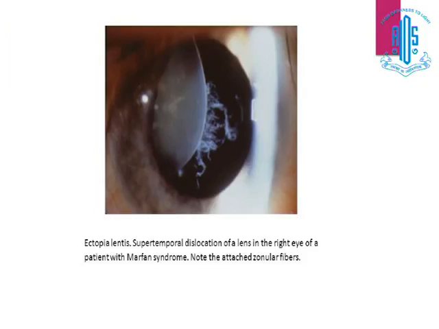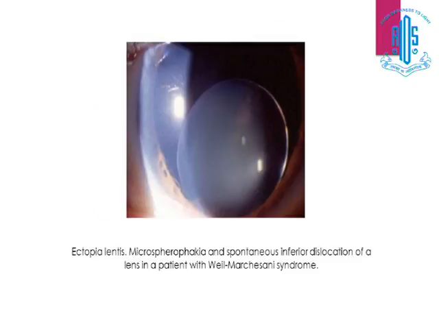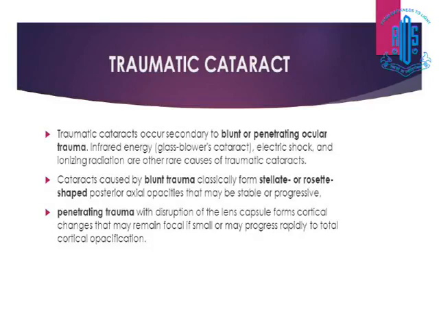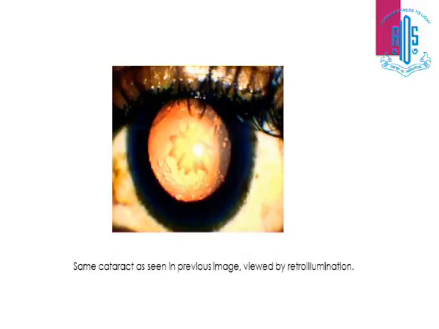This is a case of Marfan syndrome. Here you can see superotemporal dislocation of the lens. Weil-Marchesani syndrome with microspherophakia with inferior dislocation of the lens. Traumatic cataract, again, is an important cause for sudden vision loss. If the patient has penetrating eye trauma, usually there is cortical cataract and sometimes the lens becomes cloudy very fast. And if it is a blunt trauma, then the patient often has this picture, that is rosette-shaped cataract. So ask for any history of trauma if you see such a picture on slit lamp. This is typical rosette-shaped cataract, and this is on retroillumination. Here you can see the rosette cataract.